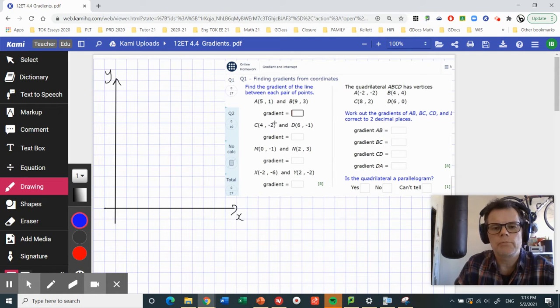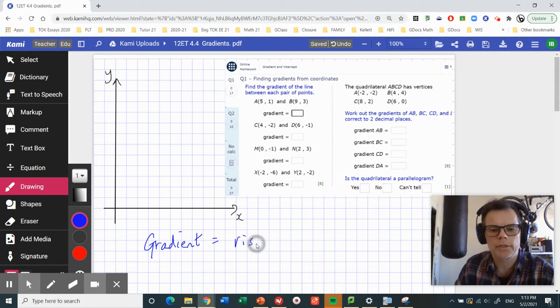So in this question, you may know how to do it straight away. There are some formulas for gradients. You may remember that to define a gradient, it is the rise divided by the run. You can also do the online lesson here on my iMaths, but I thought you might want this video too, just to talk you through these questions.